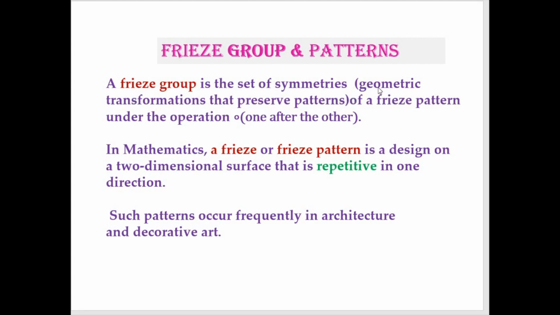Now, what do we mean by symmetry? That is seen already. It's a geometric figure that preserves patterns. So, a frieze group is the set of symmetries of a frieze pattern under the operation one after the other. That is, suppose I have a translation, and after that I apply a reflection or rotation or whatever it is. So, that is the meaning of one after the other.